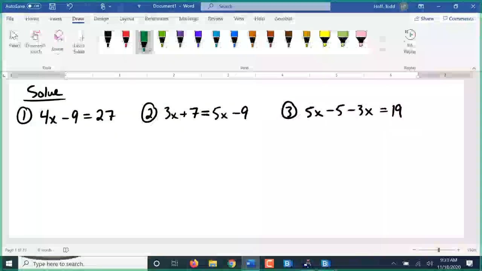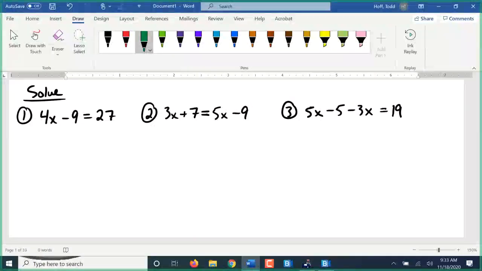So for the first one here, solving for x. Now remember, before we can solve, we need to make sure we combine what we can on either side. Nothing to combine here. And we need to make sure that the variable's on only one side, and it's only on one side here. So we can go ahead and solve.